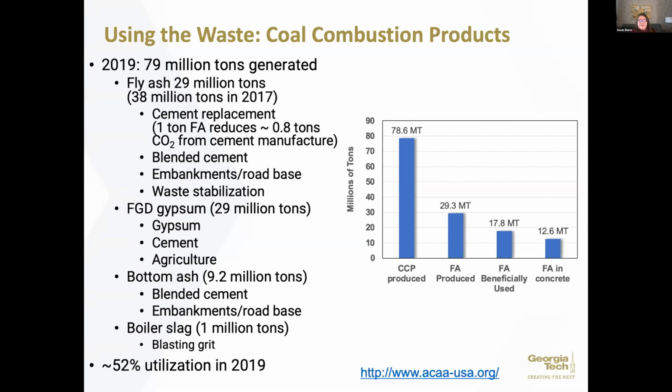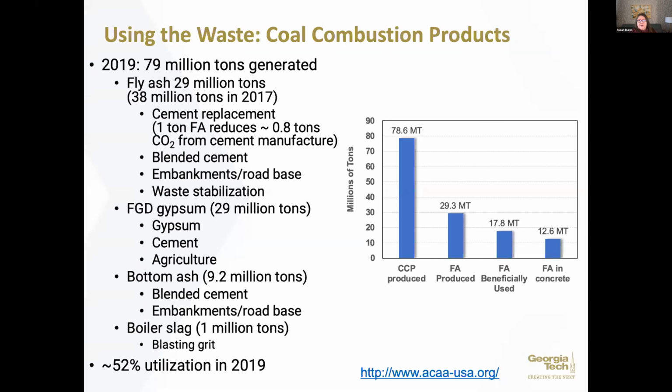Another CCP that is commonly used is the flue gas desulfurization gypsum. So this is used for emissions control in the US. And what you'll see is it produces a very beautiful gypsum. And in fact, it's a huge source of what we use in drywall in houses and buildings in the US. So a lot of the gypsum that we generate at power plants goes straight into construction beneficial use. We also have bottom ash and boiler slag. Those are used in a variety of different applications you see here.